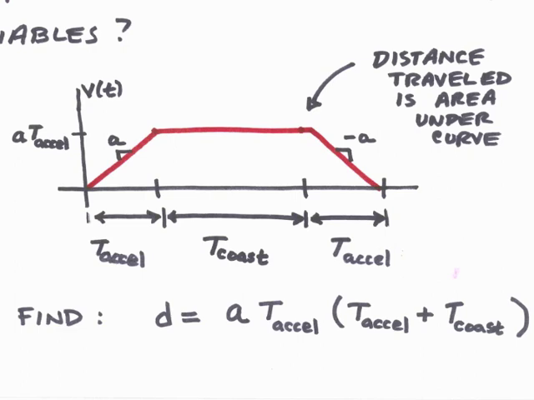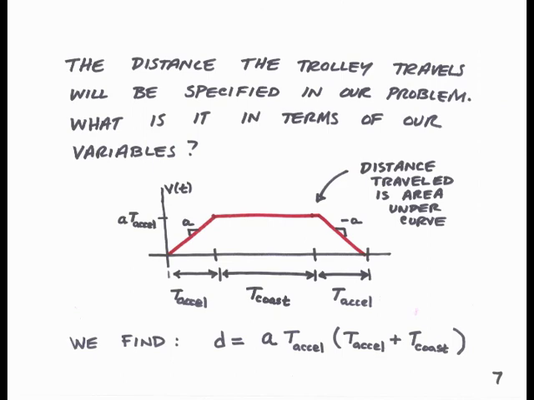So you note that the beginning and ending of the trapezoidal profile consist of triangles of height a times txl and width txl. The constant velocity portion of the trapezoidal profile has height a times txl and width tcoast, so we can find the area here easily as well. Adding together these areas, we find the following relationship, that the distance traveled d is equal to the acceleration a times the time of acceleration txl multiplied by the quantity txl plus tcoast.